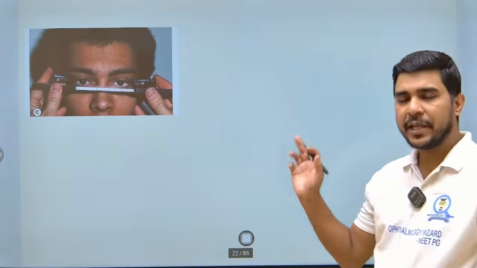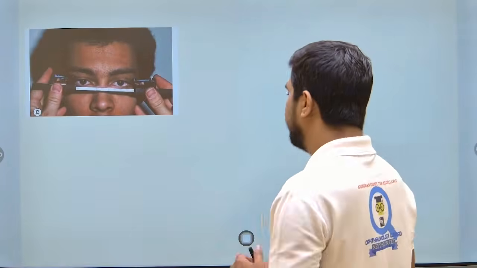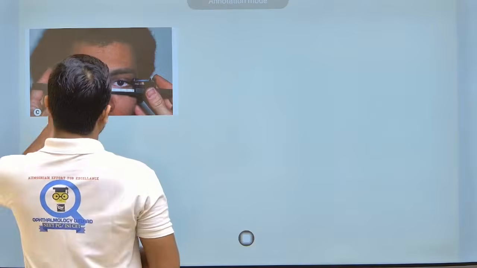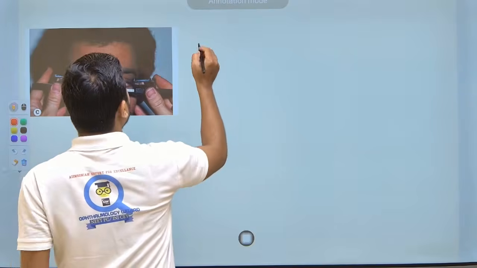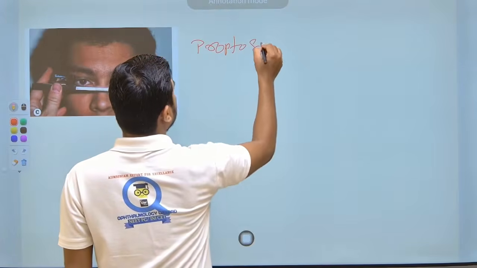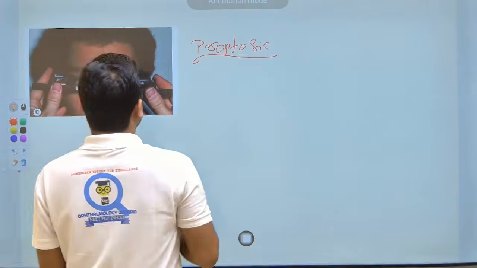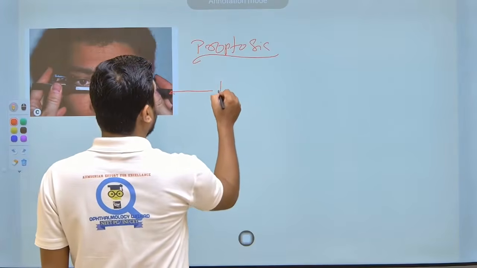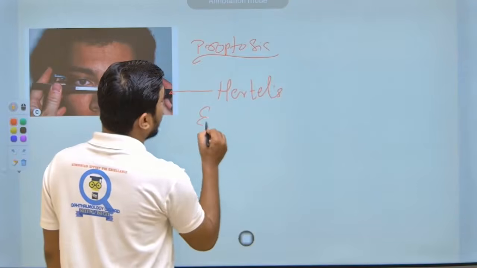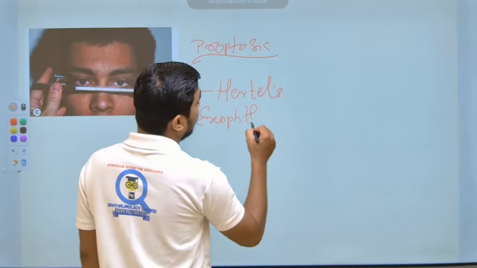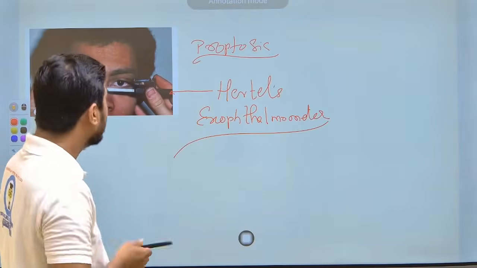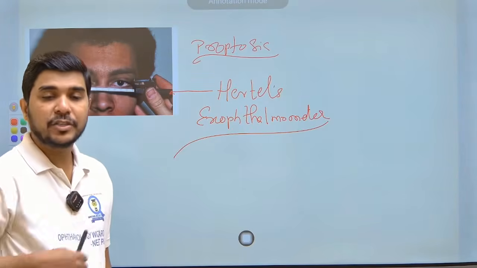क्या हो रहा है यहाँ पे? What is happening here? What procedure is being followed here? A very simple procedure that is being followed here is for proptosis, and here the instrument that is being used is Hertel's exophthalmometer. So ये exophthalmometer है which is being used here. Understood?